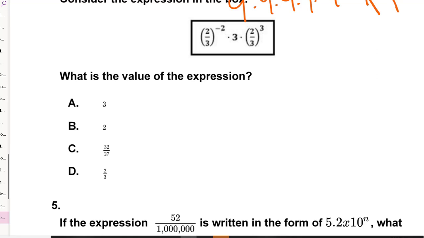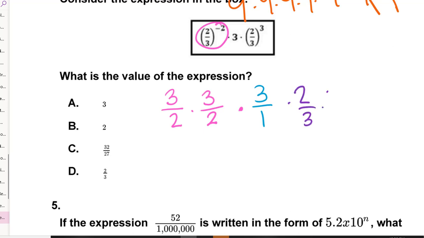Next, for number 4, we've got 2/3 to the negative 2 times 3 times 2/3 to the third. So what I'm going to do here is deal with this negative bit. That means I'm going to reciprocal this, 3/2, and it'll be squared. And then I've got times 3, so I would recommend, if you're multiplying by a whole number, go ahead and put the 1 underneath that. And then we're multiplying that by 2/3 cubed.